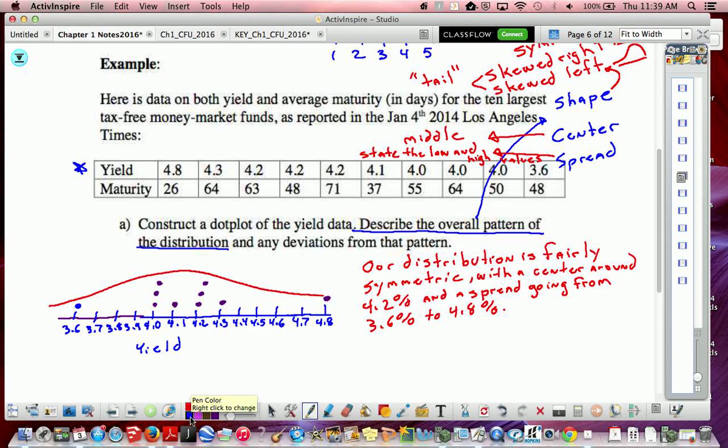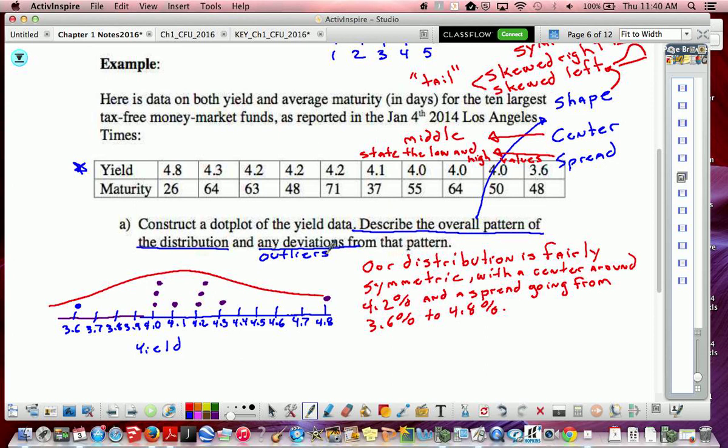Now the last piece that's mentioned here is any deviations. When we talk about deviations, sometimes we'll talk about the word outliers. Remember your days in Algebra 2, at least those of you who took Algebra 2 here, remember how you classify outliers? We're going to do that again. But outliers are basically deviations, points that aren't in the overall pattern. Are any of these points outliers?